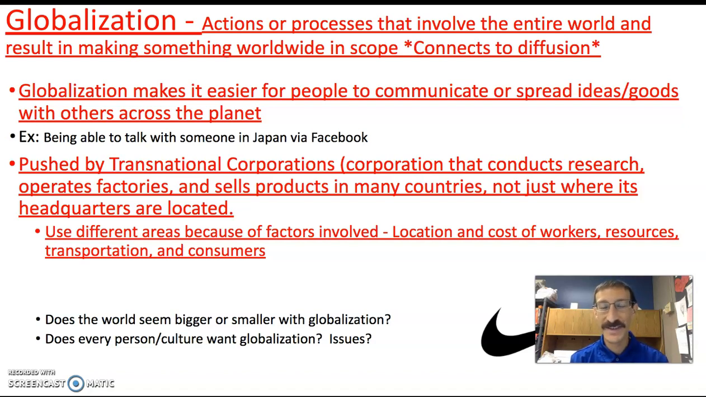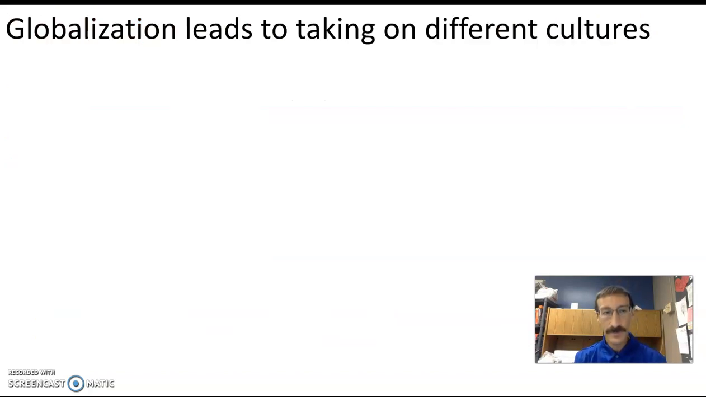Not every culture does, and I'm not going to give any real specific examples here, but think of some on your own at this point, because that's going to come into the issues with political geography and ethnic geography later on. And then what are the issues when we get cultures that kind of clash with each other? All right. So globalization leads to taking on different cultures.